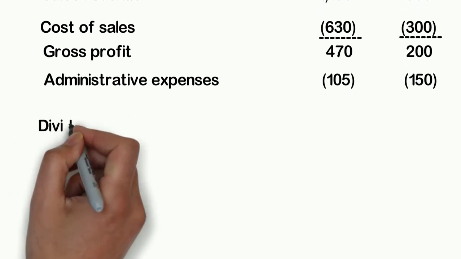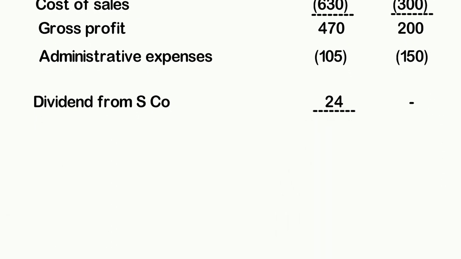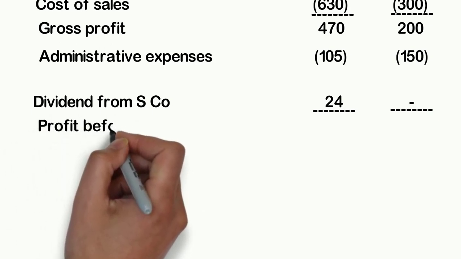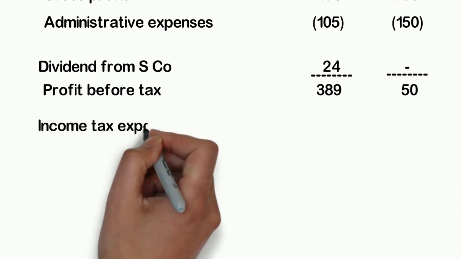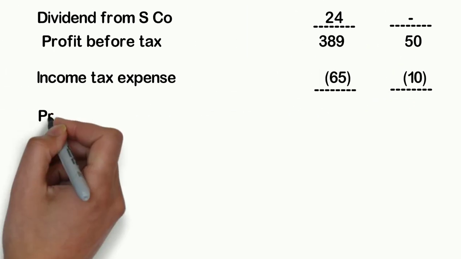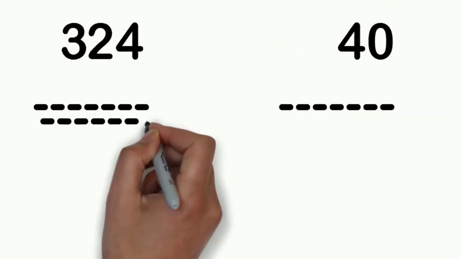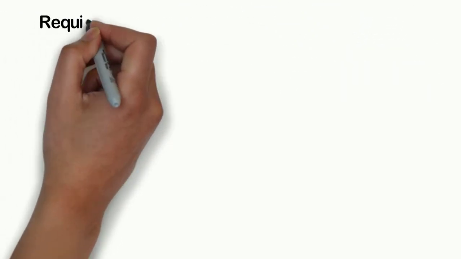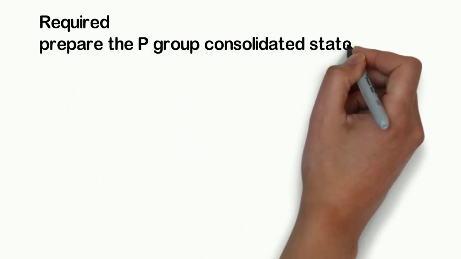The dividends from S Company is $24. Now that is an intragroup income that should not appear on the face of the consolidated income statement. Then profit before tax. The income tax expense for P and S are $65 and $10 respectively, leading to profit for the year of $324 and $40 for P and S respectively. We are required to prepare the consolidated statement of profit or loss for the year to October 31, 2007.